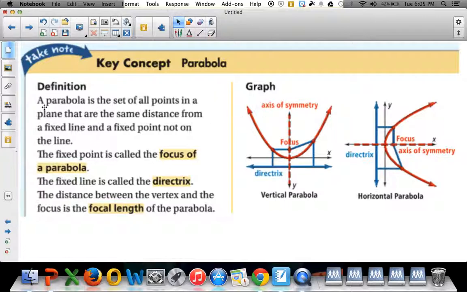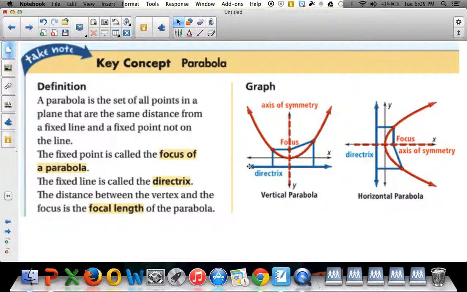The definition of a parabola is a set of all points in a plane that are the same distance from a fixed line and a fixed point not on the line. The fixed point is called the focus of a parabola. Each focus is on the inside part of the parabola. The fixed line is called the directrix.